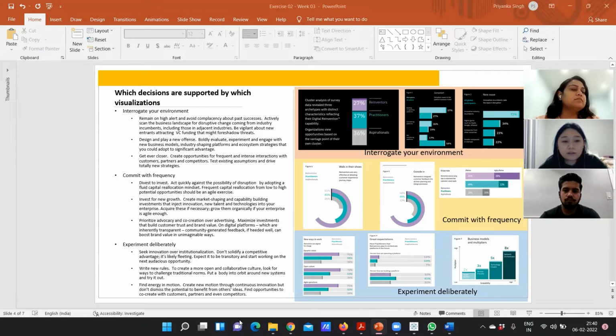We actively scan the business landscape for disruptive change coming from industry incumbents, including those in adjacent industries. Be vigilant about new entrants attracting VC funding that might foreshadow threats. Also, we design and play new offense, boldly evaluate, experiment, and engage with.